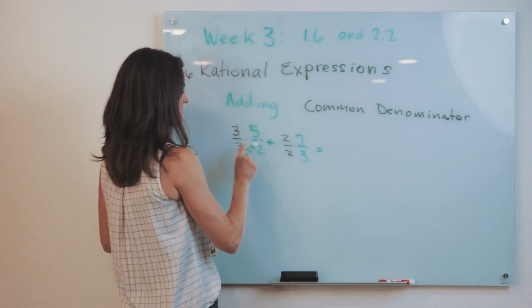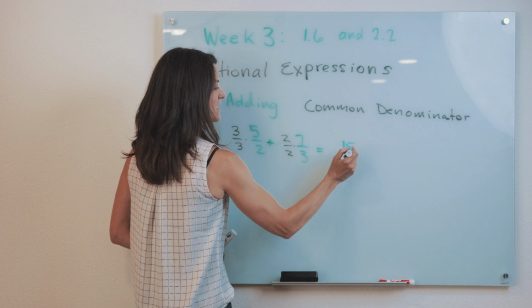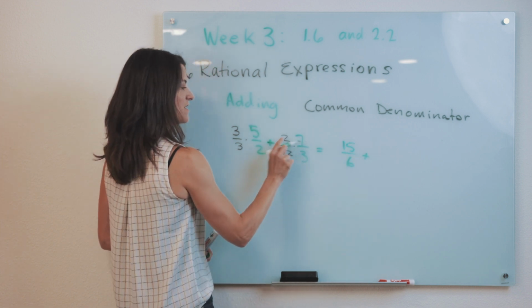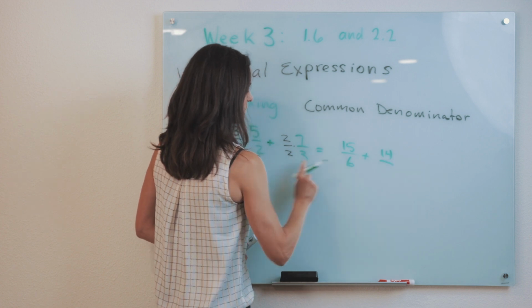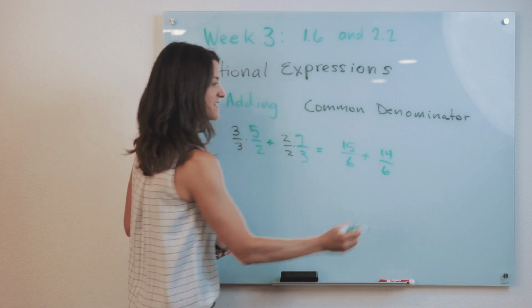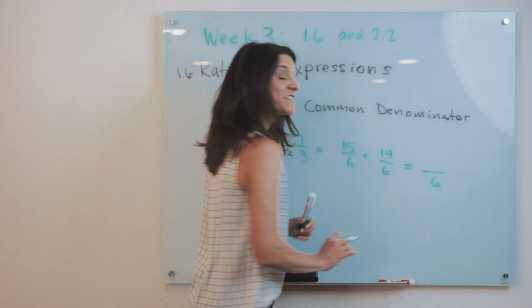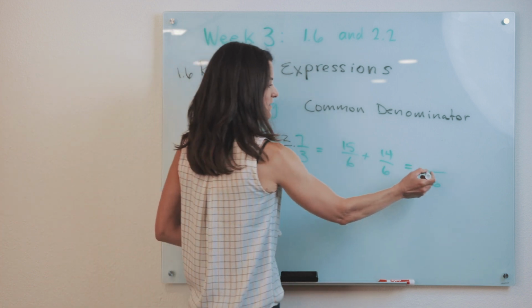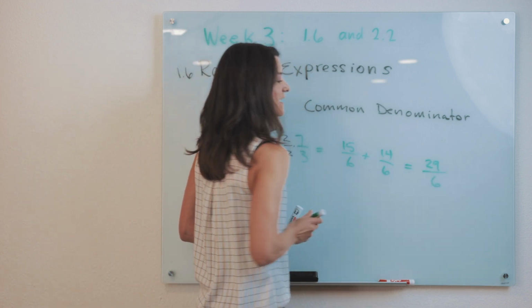So that gives us 3 times 5, which is 15, over 3 times 2, which is 6, plus 2 times 7, which is 14, over 2 times 3, which is 6. There's our common denominator of 6. That is done. We're done with the denominator. And now we add across the top. 15 plus 14 gives us 29.